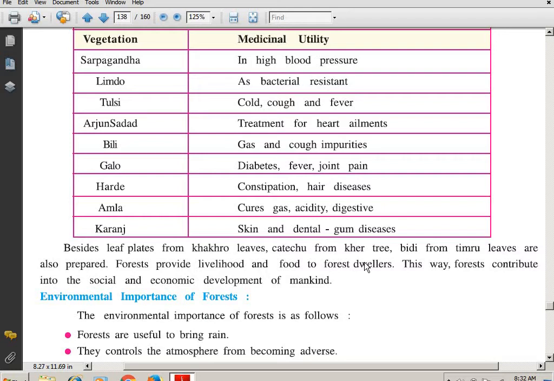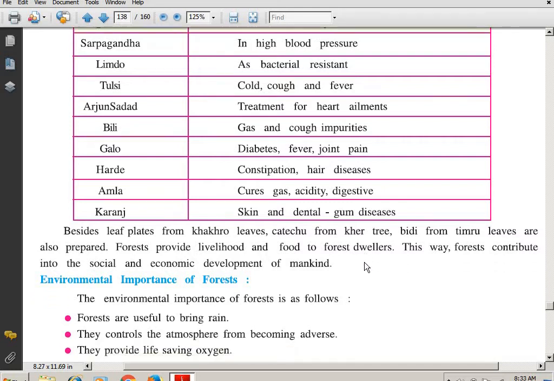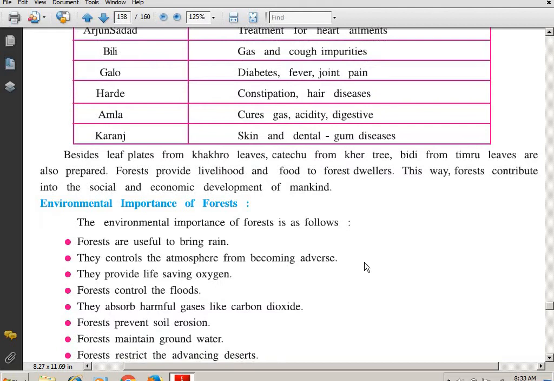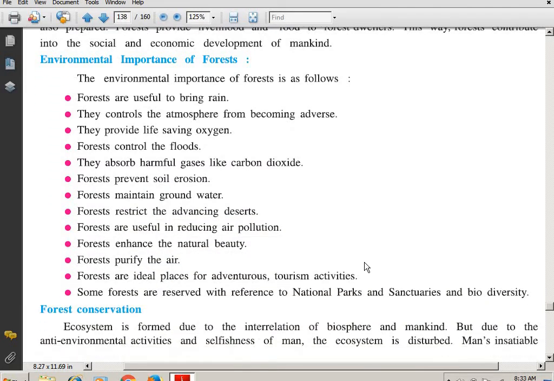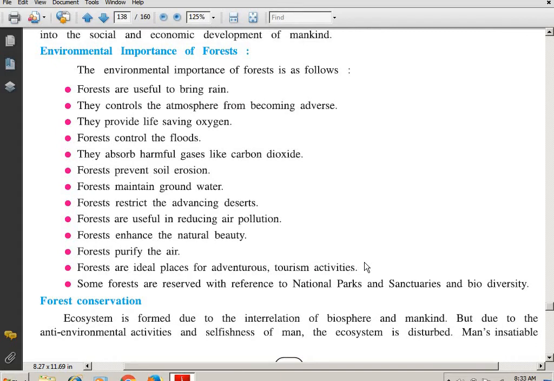Now, let's see what the environmental importance of the forest is. How are the forests important for the environment? The environmental importance of forests is as follows. Students have to remember these points because this question is asked in the exam for 3 marks: write about the environmental importance of forests and the measures to conserve the forests. So both the questions, pay attention.